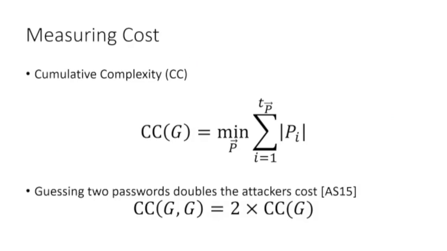Okay, so why is this a better measure? Well, for one thing, guessing 2 passwords now actually doubles the attacker's cost. Right? So if we're measuring the cumulative cost of pebbling this graph, if we want to pebble 2 copies of this graph, then that's twice the cost of pebbling a single copy. So actually we do get a nice amortization property. The cost of checking 1,000 password guesses is going to be 1,000 times the cost of computing 1 guess, which is exactly what we want.